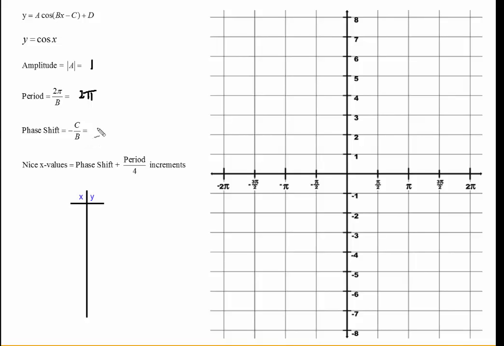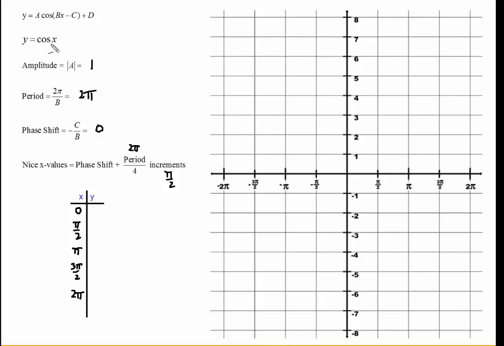So we're going to say the phase shift is, again, there is no phase shift. It's 0 here. So the nice x values, very similar to sine here, is going to be the period 2 pi divided by 4 increments, or pi over 2 increments. So again, we're going to get our 5 key points. We're going to begin when x is 0. We're going to go pi over 2, pi, 3 pi over 2, to 2 pi.